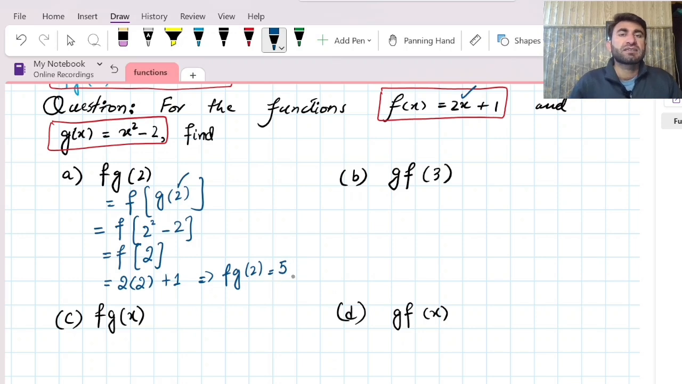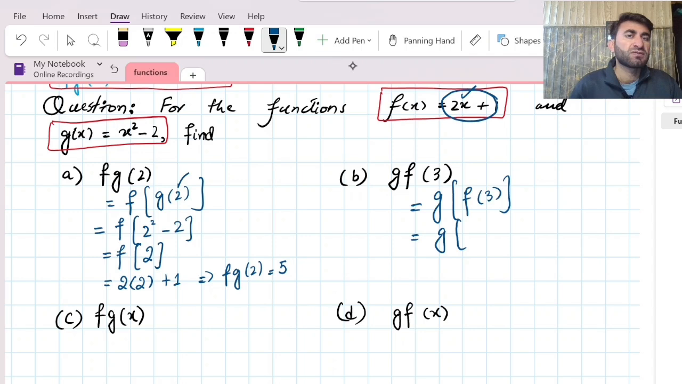Okay, let's discuss the second one where it says gf of 3. So gf of 3 means that we have to find g of f of 3. So first we find f of 3 and then we replace it over here, keeping the g as it is. What will be the value of f of 3? We have to replace x of f of x with 3. So it will become 2 times 3 plus 1.